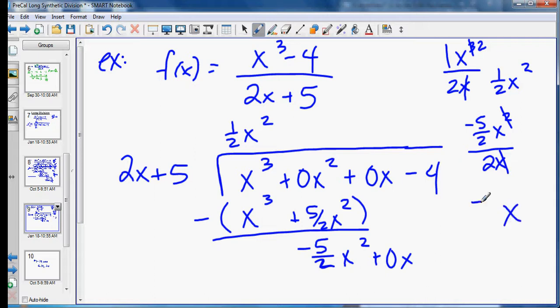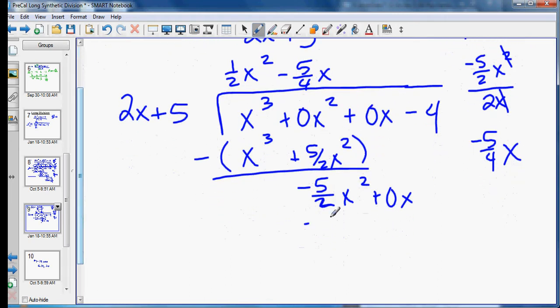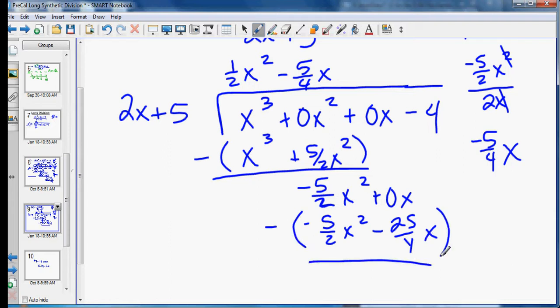Negative 5/4 x times 2x is negative 5/2 x squared. Negative 5/4 times 5 would be negative 25/4 x. I subtract, the x squareds cancel, end up with a positive 25 over 4 x because I'm subtracting the negative x, minus 4. Whew, one more time. We got to divide, multiply, subtract, bring down one more time.